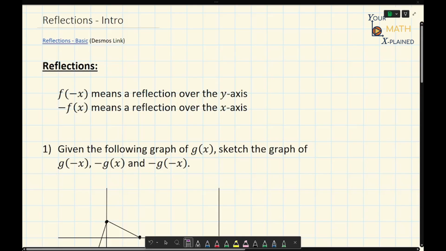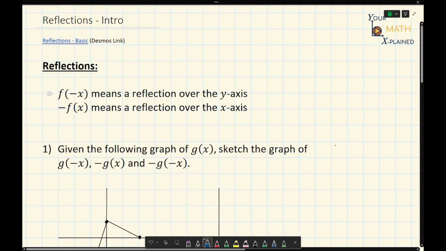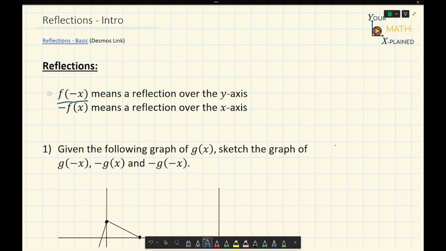So now let's do a quick recap of what we have just learned. If we have f of negative x, that is going to be a reflection over the y-axis, even though the negative sign is beside the x. And the reason is because it's all the x values that are changing signs. So that means it's a left-right flip, so a reflection over the y-axis. And similarly, if we have negative f of x, where the negative is outside, that is going to be a reflection over the x-axis because the y values are changing signs.